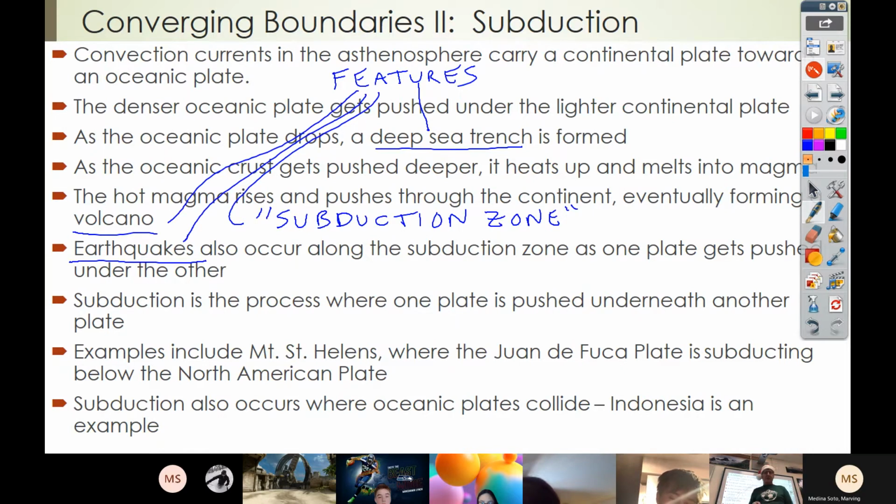Then I asked you to look for the process that occurs at this boundary. Well, this boundary is named for that process, right? Subduction is the process that we're looking for.